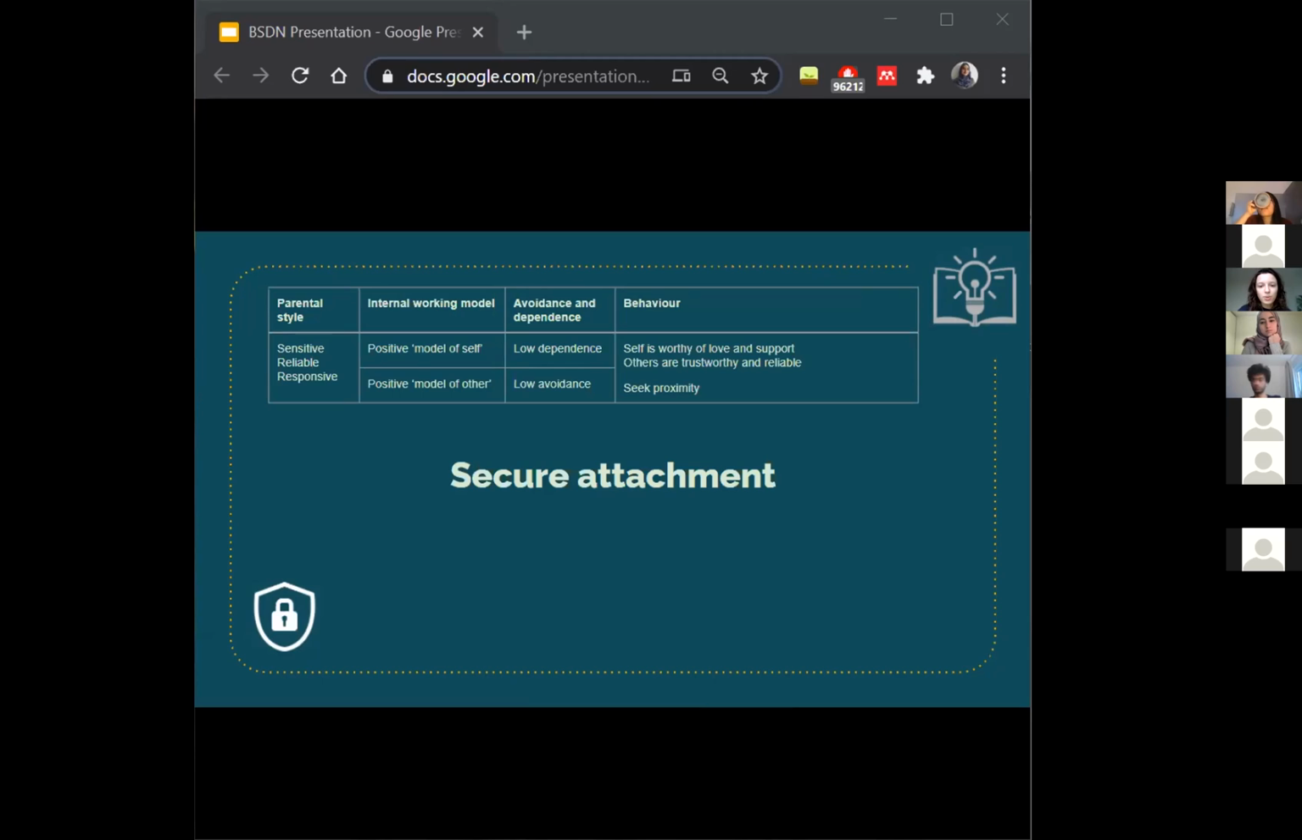This secure attachment is considered to be the healthy attachment pattern and is luckily also the most prevalent attachment pattern.